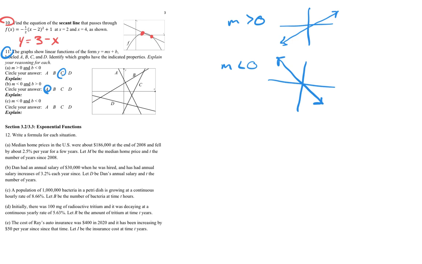For part C, we have negative slope and negative y-intercept. So negative slope leaves us with A and D. Which one of those has the negative y-intercept? That would be D right here. So part C is D.